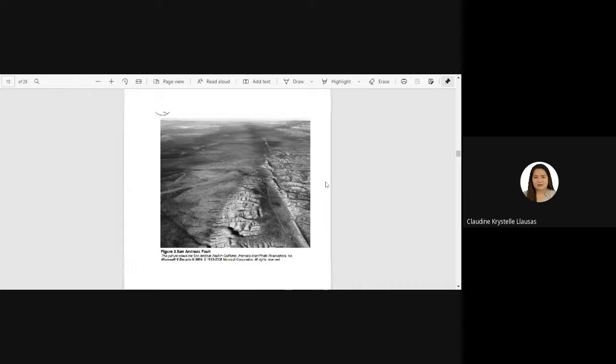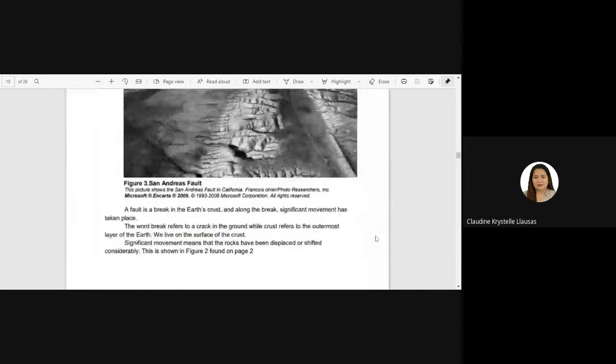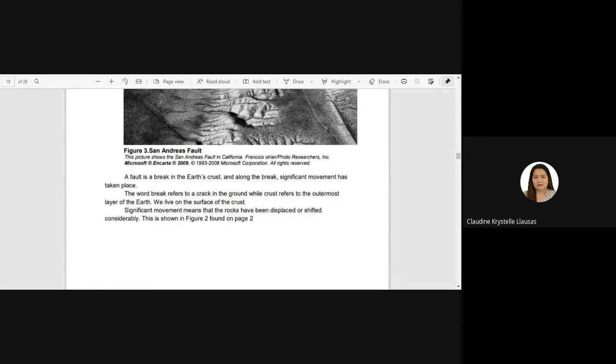Okay. This is an example of a picture actually of San Andreas Fault in California. So when we say a fault, it is a break in the Earth's crust, and along the break, significant movement has taken place. So kung dili pa ninyo masabtan unsa ang break or ang fault, kita mo nang dalan diha sa lumbia nga sige og katipak. Di ba ma'am, naay katipak nga dalan diha sa lumbia? Ingon na ang itsura sa fault.